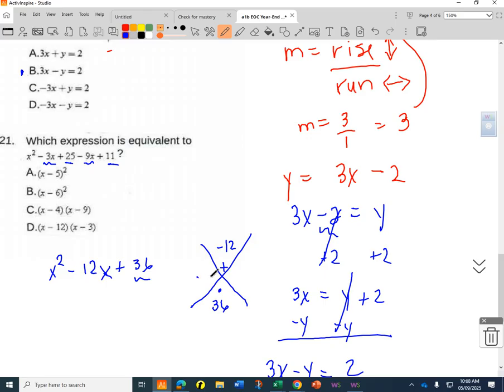Perfect. So if I multiply them, I get a positive 36. If I add them, I get a negative 12. So what's going to go in the first spot of both parentheses? It's going to be x times x, right? That's the only way to get x squared. And then, yes, it's minus 6 and minus 6.